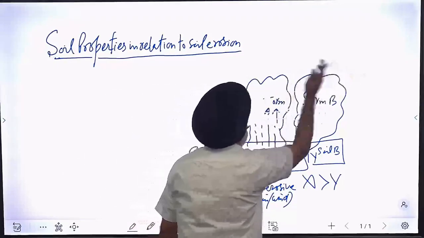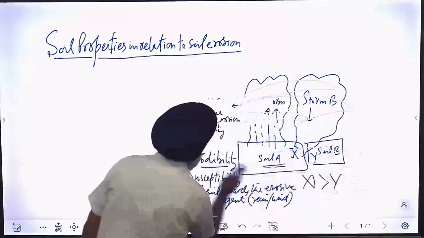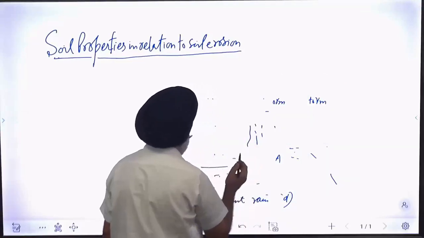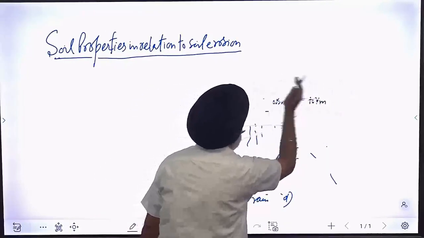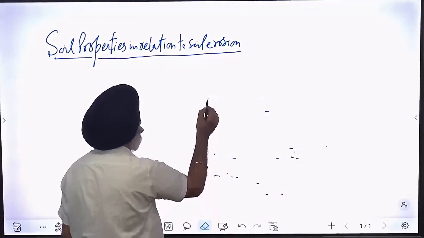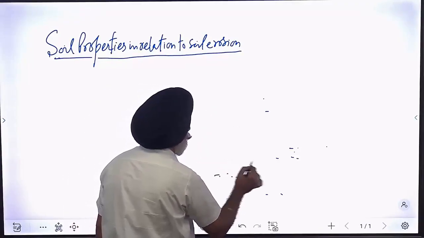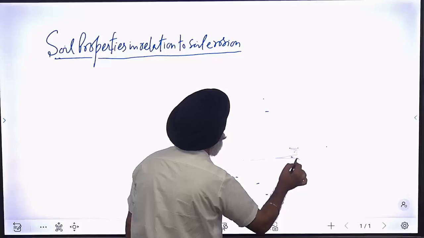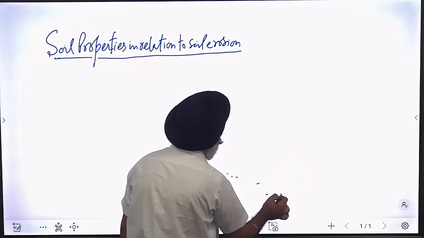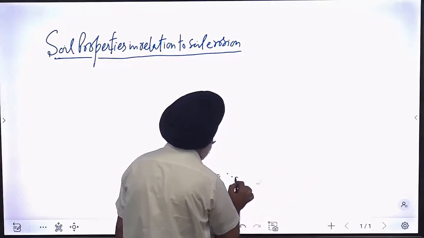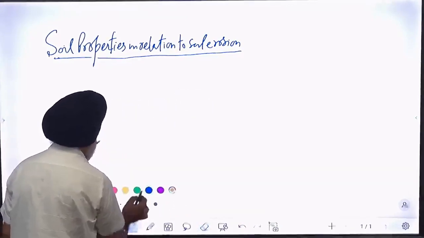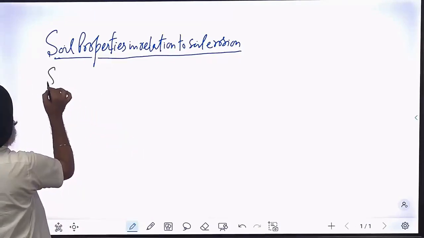Now we will discuss what these soil properties are which affect soil erosion. The most important soil property affecting soil erosion is soil texture. Otherwise also, soil texture is a very important property from which we can judge so many things about the soil. So the first most important is soil texture.